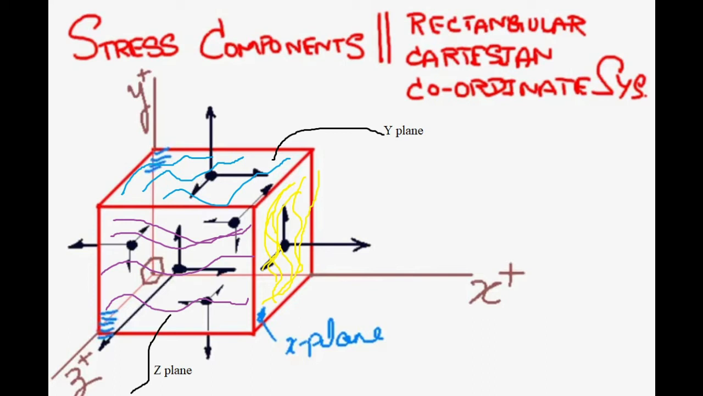These planes are perpendicular to their respective axes. The x plane should be perpendicular to the x axis. The y plane should be perpendicular to the y axis. The z plane should be perpendicular to the z axis. So in a rectangular Cartesian coordinate system, this is how we define different planes.